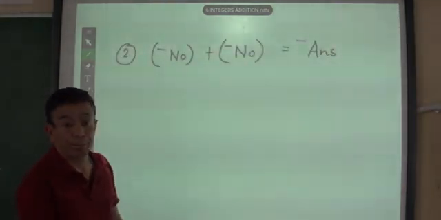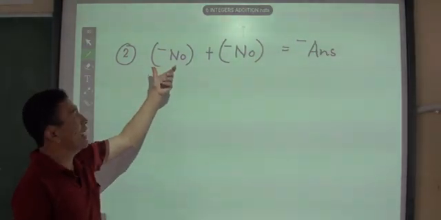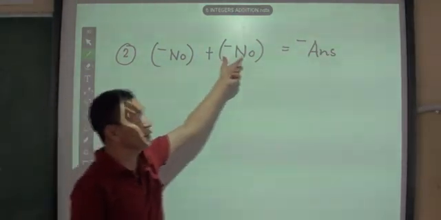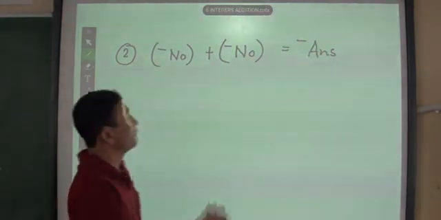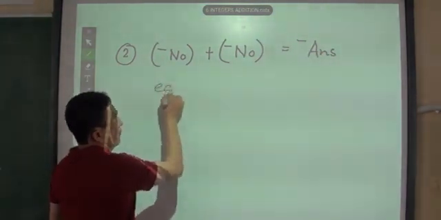The second one. Here we have a negative number added with another negative number will always give you a negative answer. Let's take an example.